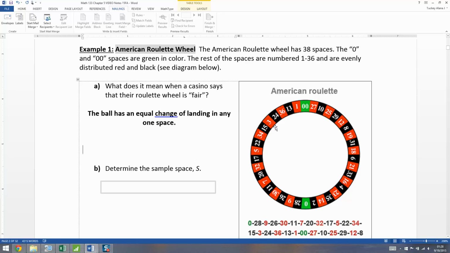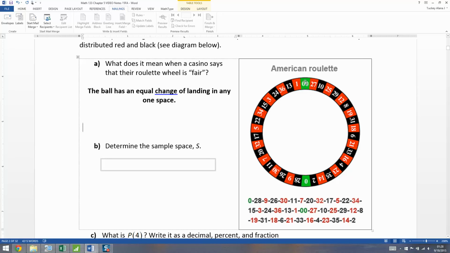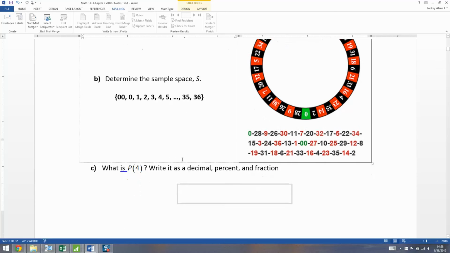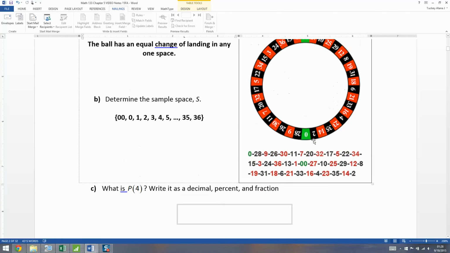All right, so what is the sample space? Well, there's the 00, and then the 0, and then 1, 2, 3, 4, 5, 6, and it goes on until you get to 36. I just didn't write them all because we all have other things to do with our lives. But it starts with 00 and 0. Those two are kind of special. And then it just goes 1, 2, 3, 4, 5, 6, 7, 8, 9, 10, and so on, all the way up to 36. All right, so now we want to find the probability of 4.